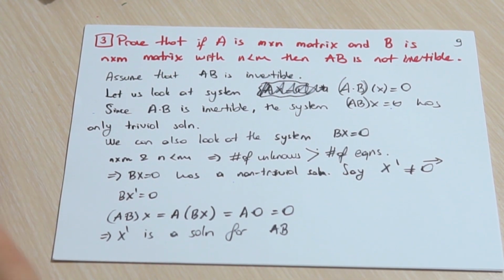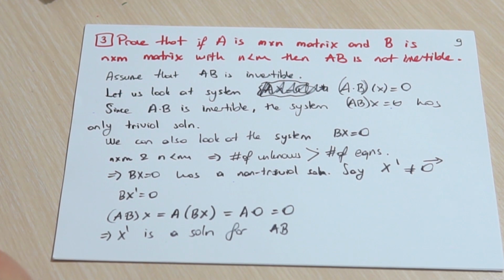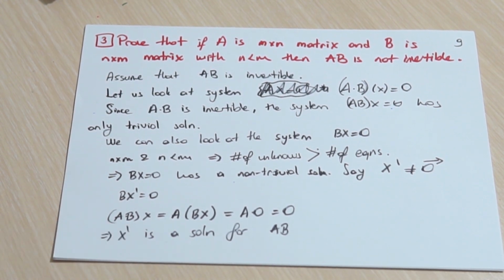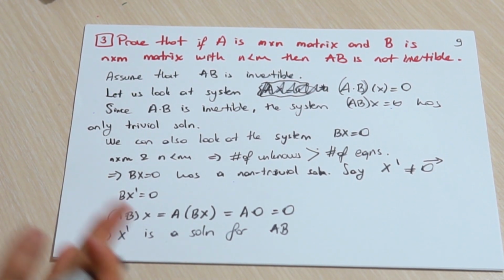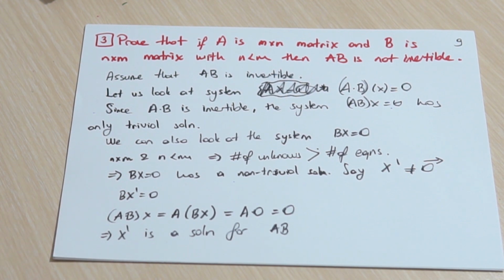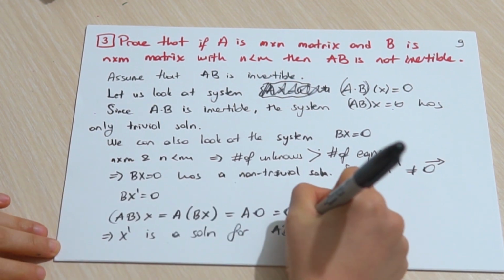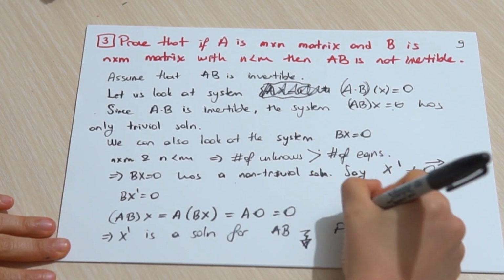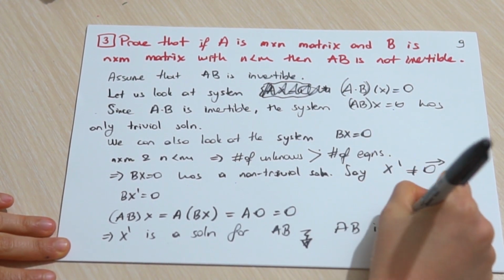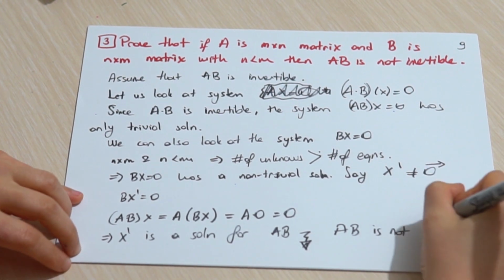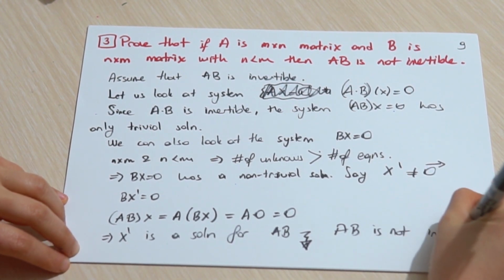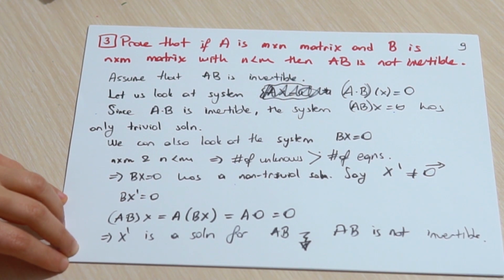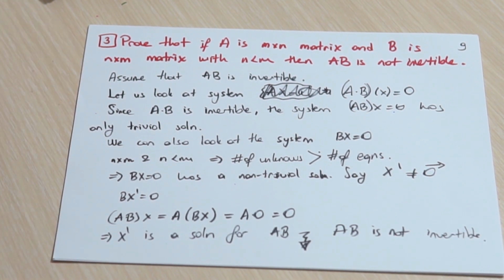But in the beginning we said that if A times B is invertible, the system has only the trivial solution. But we found a non-trivial solution. So this is the contradiction. So A times B is not invertible. So this completes the question.